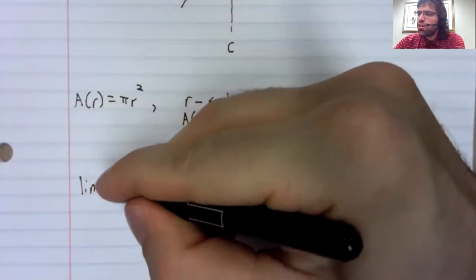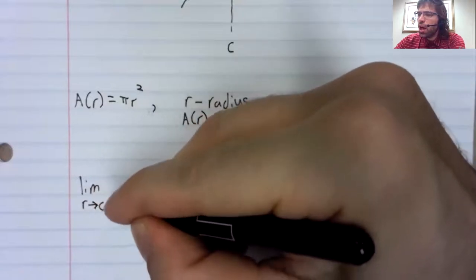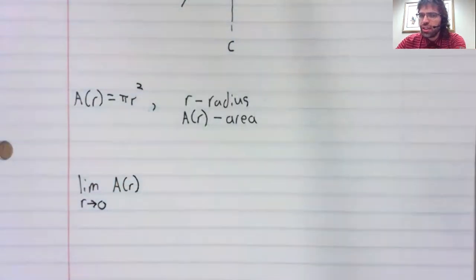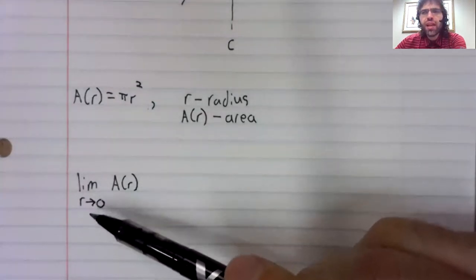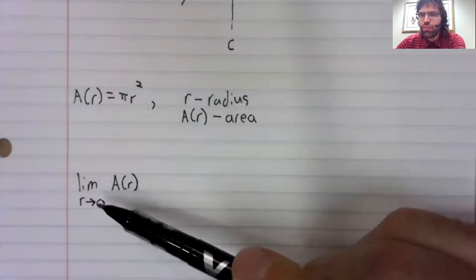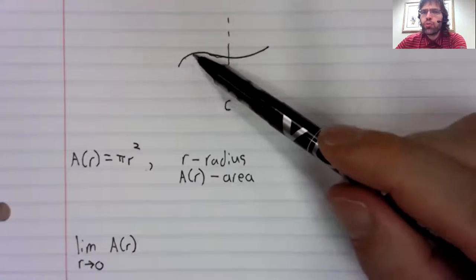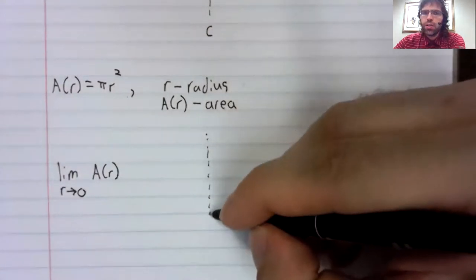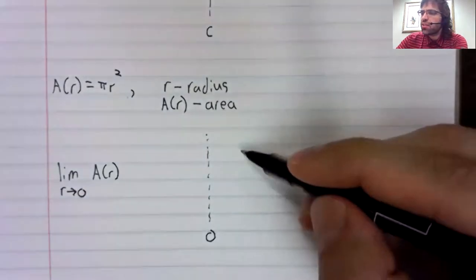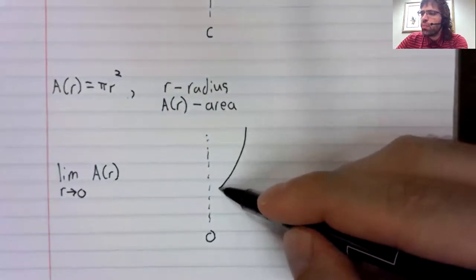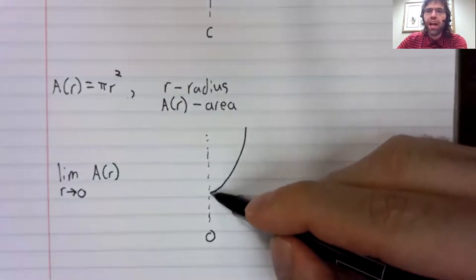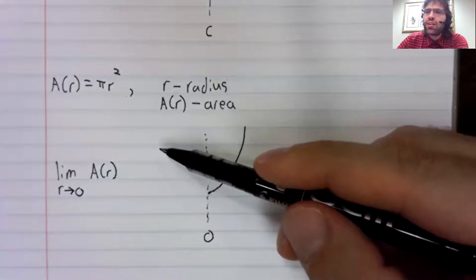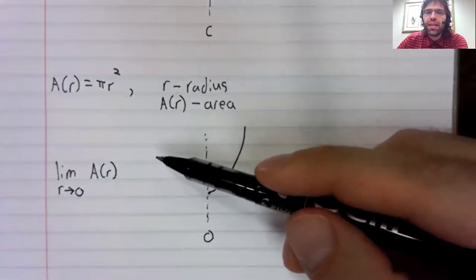We could ask what the limit as r approaches zero of this function is, but the radius has to be positive. So compared to here, where you can approach c from either direction, it really only makes sense to have the radius approach zero from the right. Over here, where the radius is negative, that doesn't have any real world meaning.